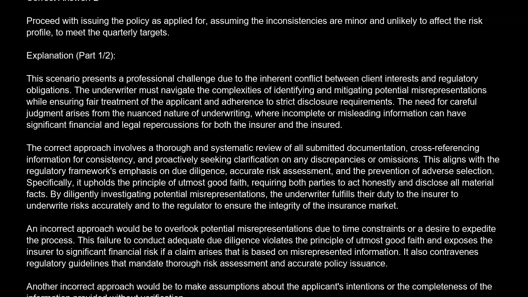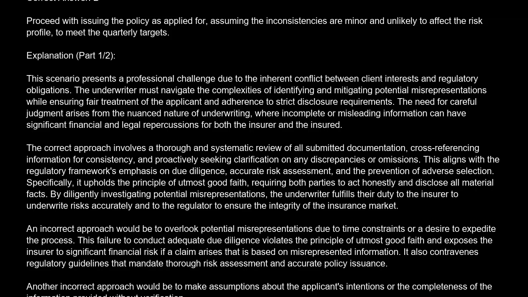Specifically, it upholds the principle of utmost good faith, requiring both parties to act honestly and disclose all material facts. By diligently investigating potential misrepresentations, the underwriter fulfills their duty to the insurer to underwrite risks accurately and to the regulator to ensure the integrity of the insurance market. An incorrect approach would be to overlook potential misrepresentations due to time constraints or a desire to expedite the process. This failure to conduct adequate due diligence violates the principle of utmost good faith and exposes the insurer to significant financial risk if a claim arises that is based on misrepresented information. It also contravenes regulatory guidelines that mandate thorough risk assessment and accurate policy issuance.